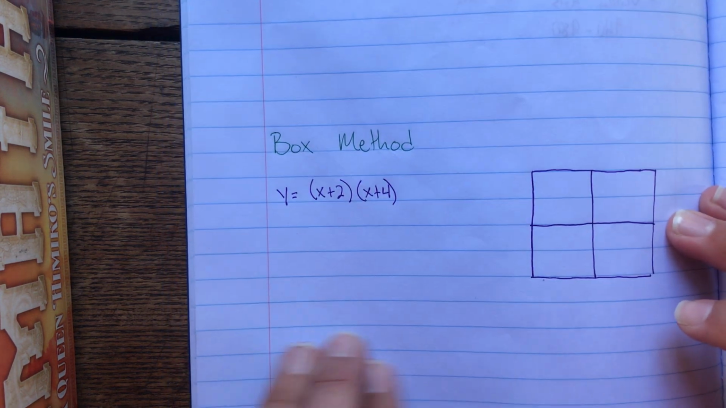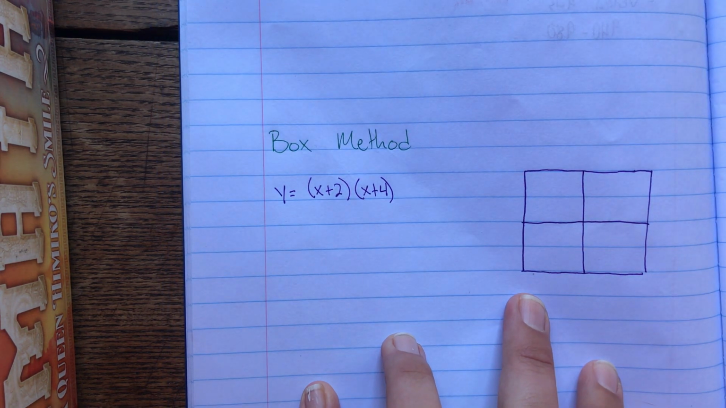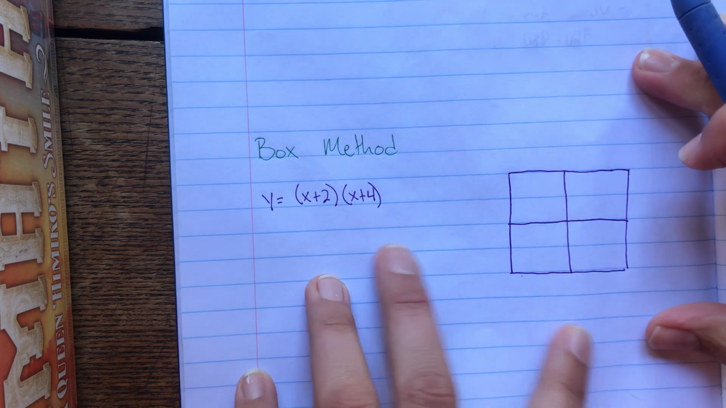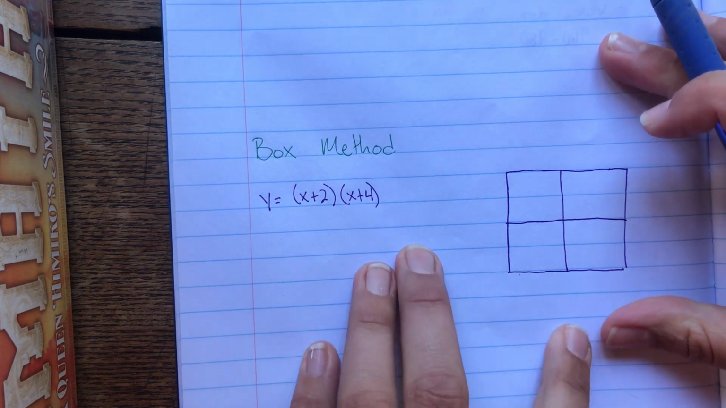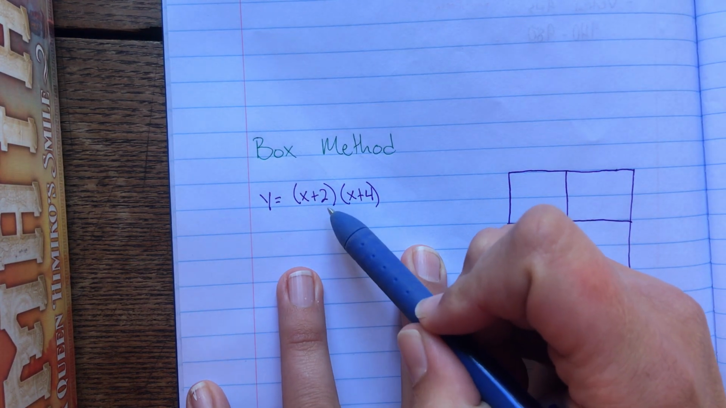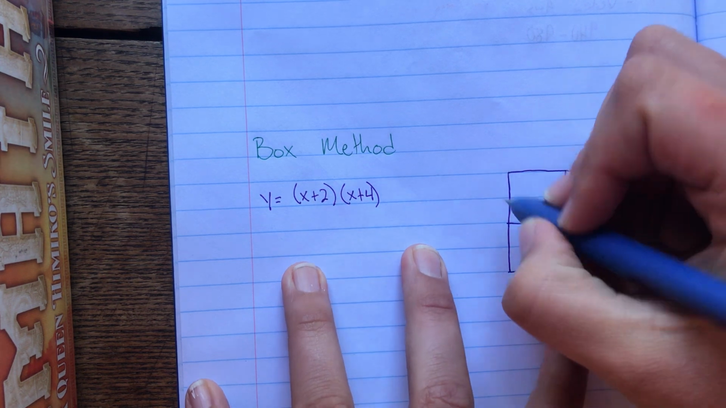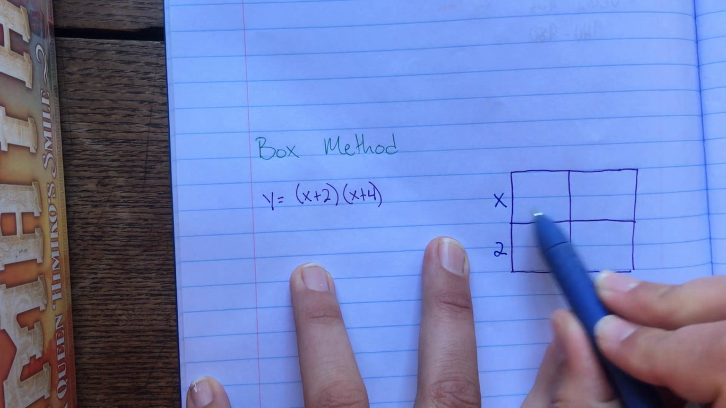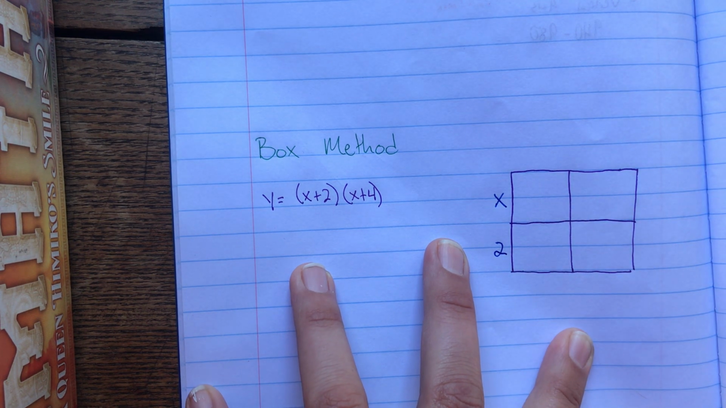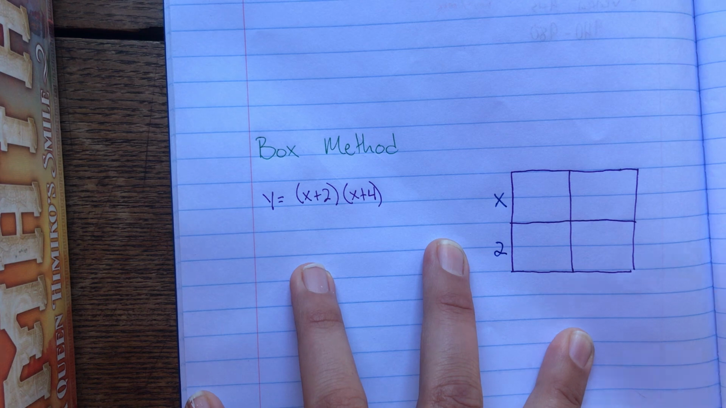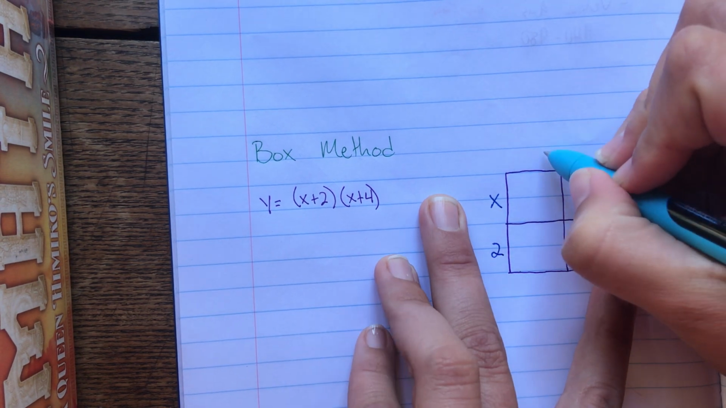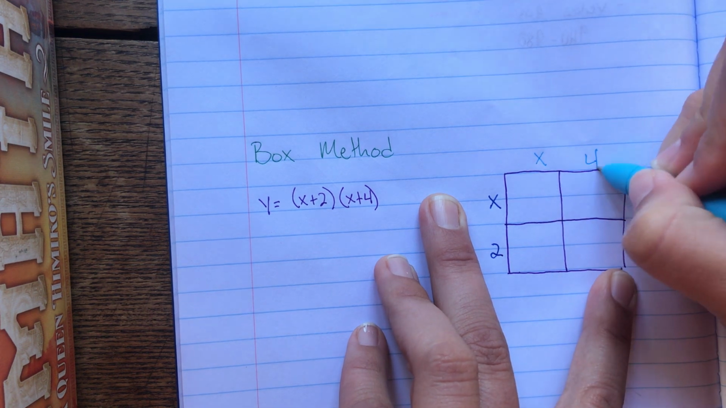Now say you want to solve it using the box method. Don't worry, it's possible. For the box method, we're going to take each binomial and assign it to the rows or columns. So x plus 2 over here, we're going to take that whole binomial. I have a positive x and a positive 2, so they're each going to be assigned a row. Next I'm going to take my other binomial, x plus 4, and assign that my columns, x and a positive 4.